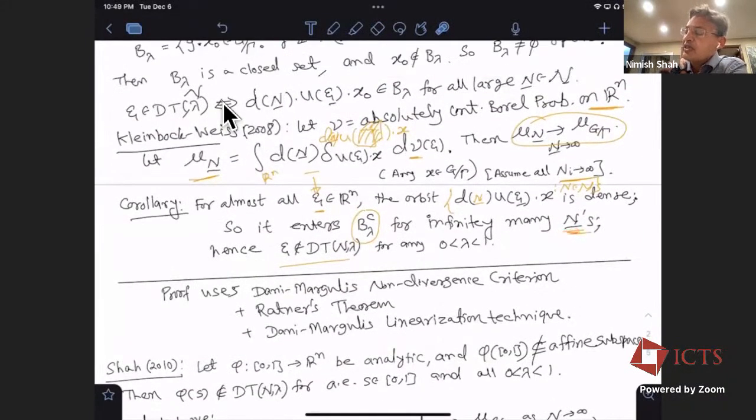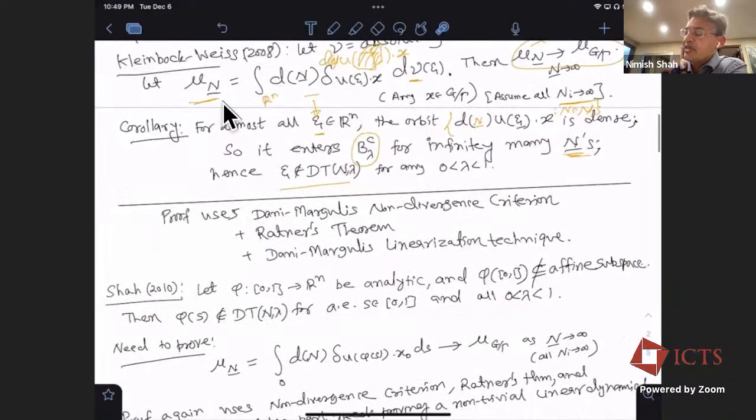It enters there for infinitely many n's, while it should be inside the Dt lambda for all large n. So it is a contradiction. Therefore, it cannot be in Dt n lambda for almost all C in Rn. So that is the concept, and we concentrate on this kind of result.